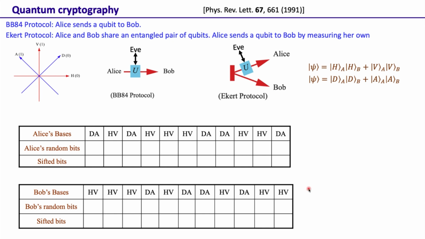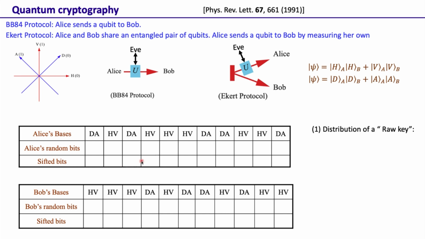So here is one example of how Alice and Bob can do cryptography and at the end of it generate a secure key. Of course, Alice and Bob both agree to do the measurements either in the horizontal vertical basis or the diagonal anti-diagonal basis. Now Alice is going to send photons to Bob either in the diagonal anti-diagonal basis or the horizontal vertical basis. Again, Alice sending a photon here is equivalent to Alice measuring a photon in the Eckert protocol.